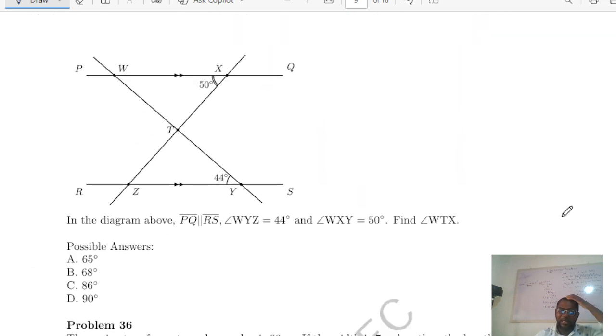Okay, so that leads us to this one. Looks quite interesting, but this one has to do with parallel lines. This one says in the diagram above, side PQ is parallel to side RS. That's PQ, RS, they are parallel, and angle WYZ is 44. This angle WXT is 50. So find WTX.